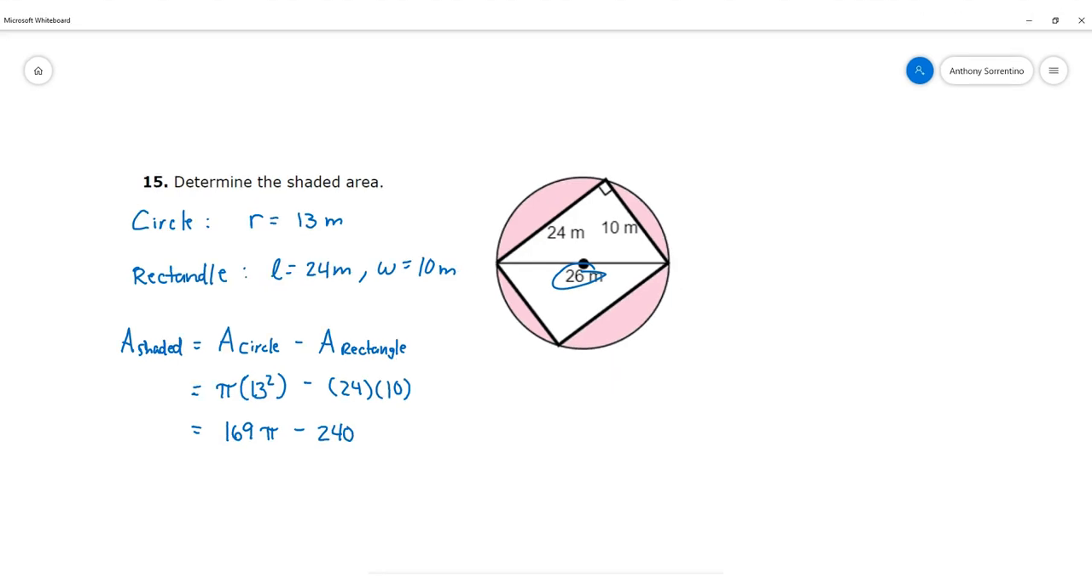Since pi is involved, you're not going to be able to get a nice rational number or a terminating decimal. So I'm going to approximate this by doing the calculation, and 169 pi minus 240 is approximately 290.93, and that's in square meters. On to the next question.